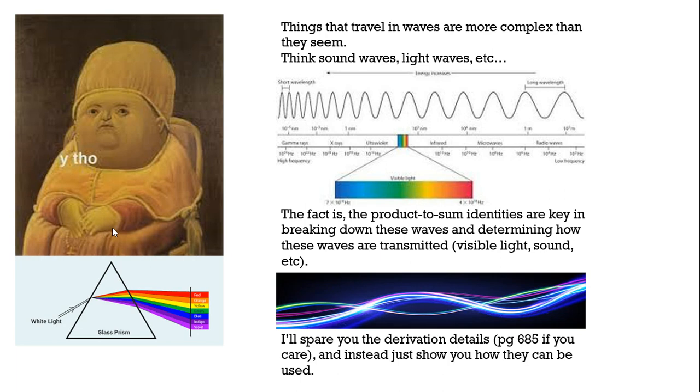So I'm going to spare you the details on how these product to sum identities are derived. They're on page 685 if you care or you're interested. But I'm really just going to show you how they can be used, and they're not always going to be as exciting and wonderful as all of these different things I'm explaining here, because the fact of the matter is those are super complex. And we're just chilling in pre-calc, but we want to see how they're used. So let's get to it, shall we?